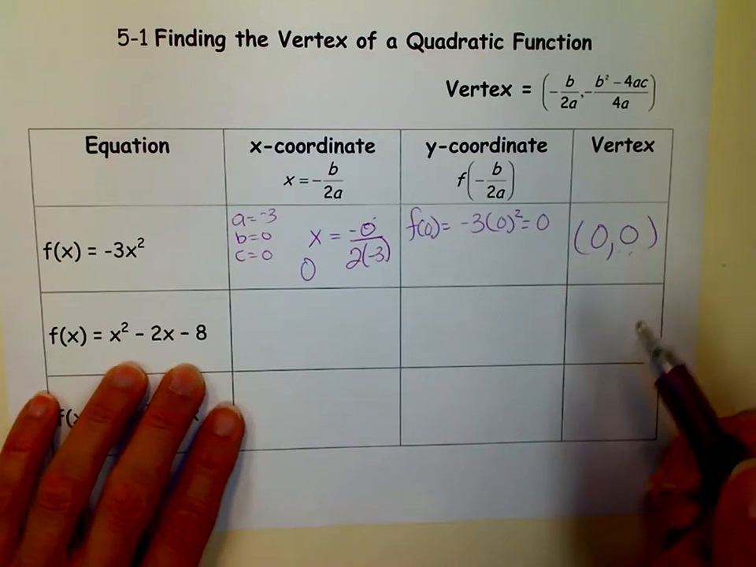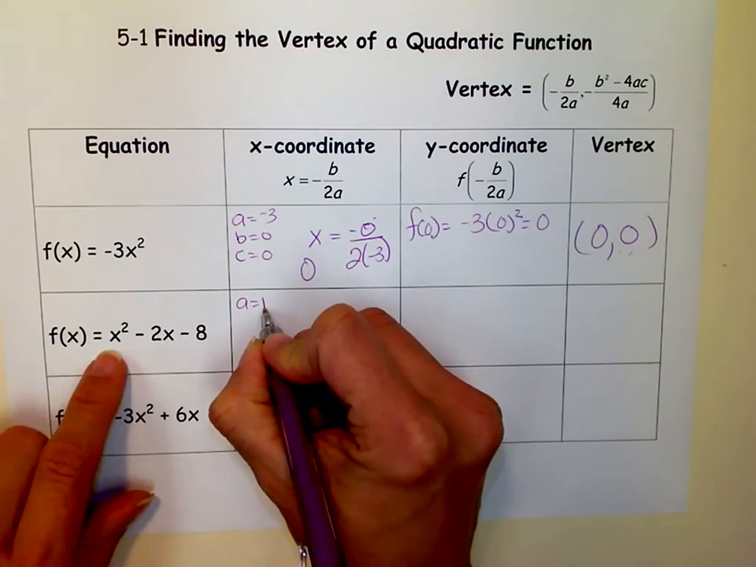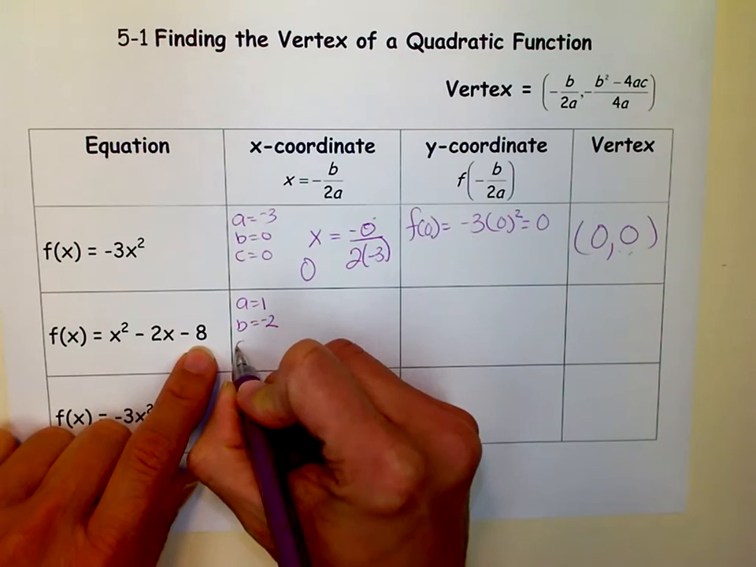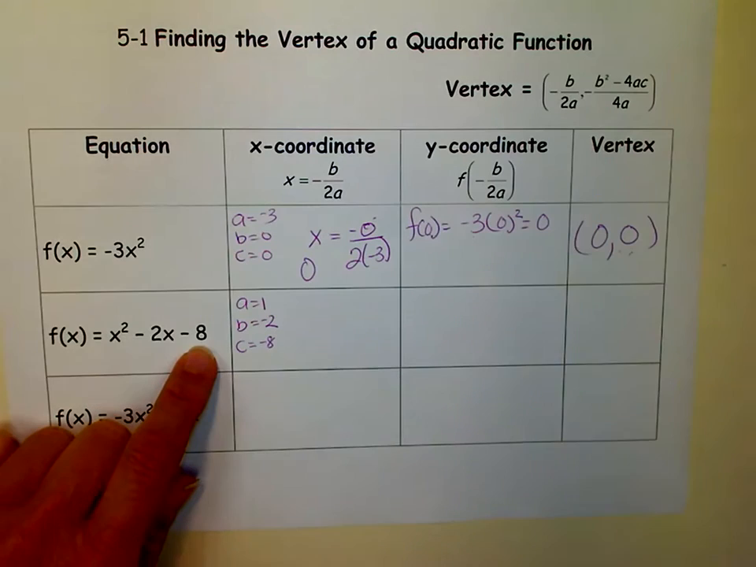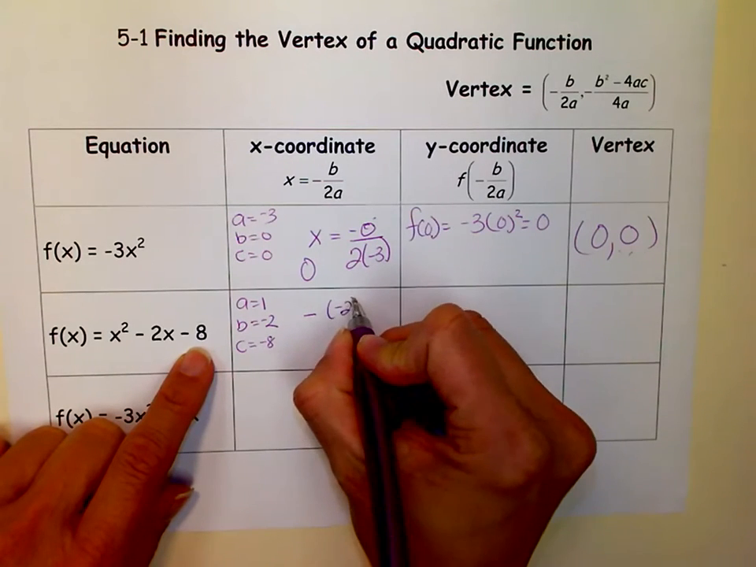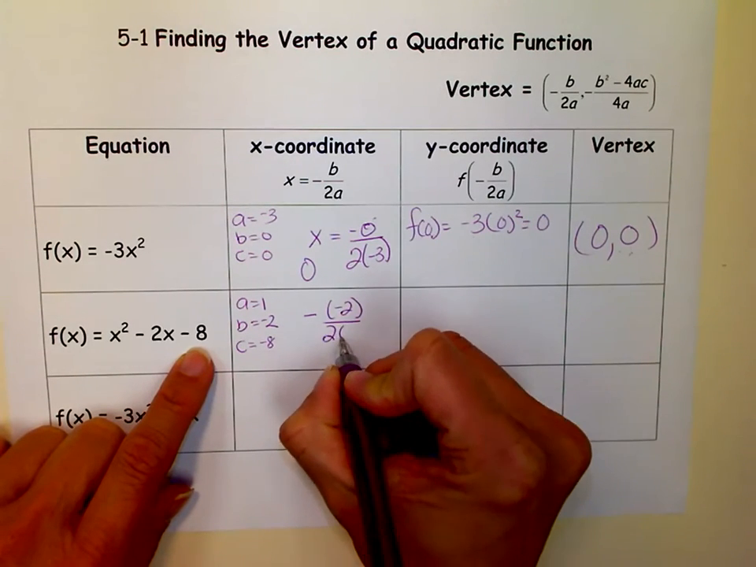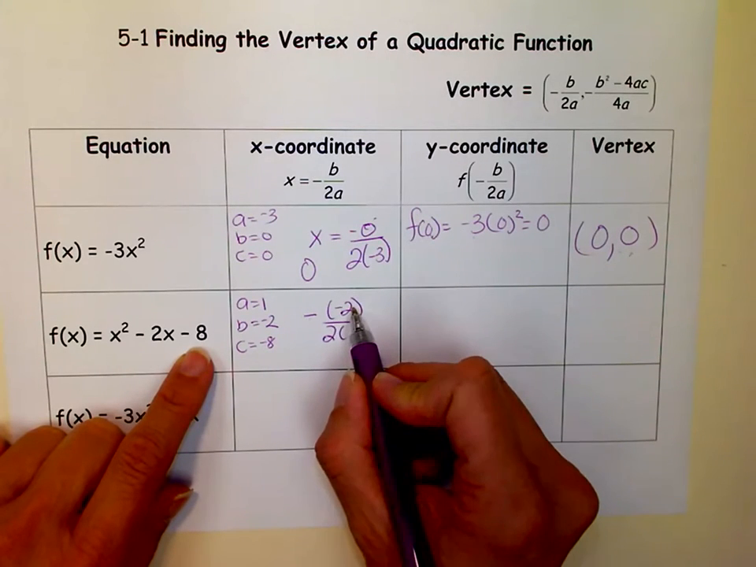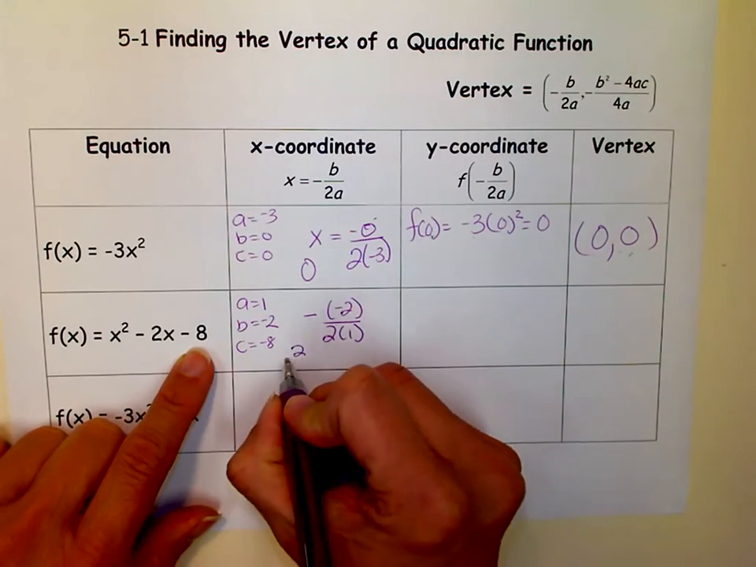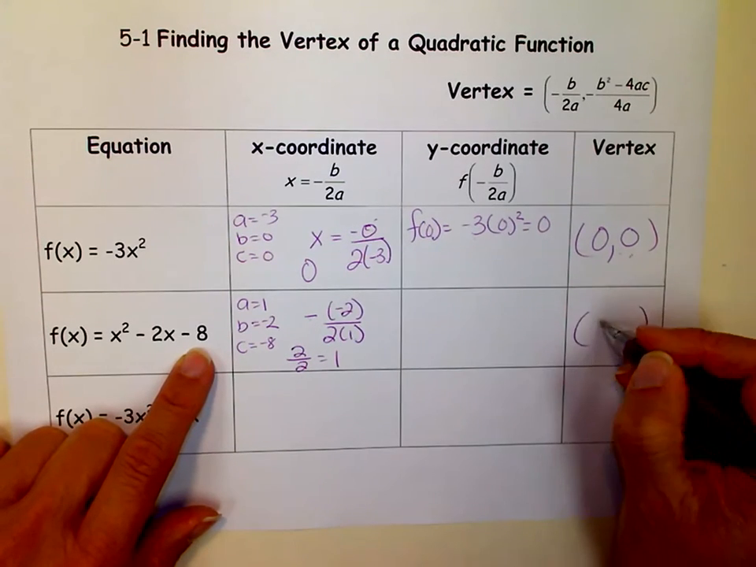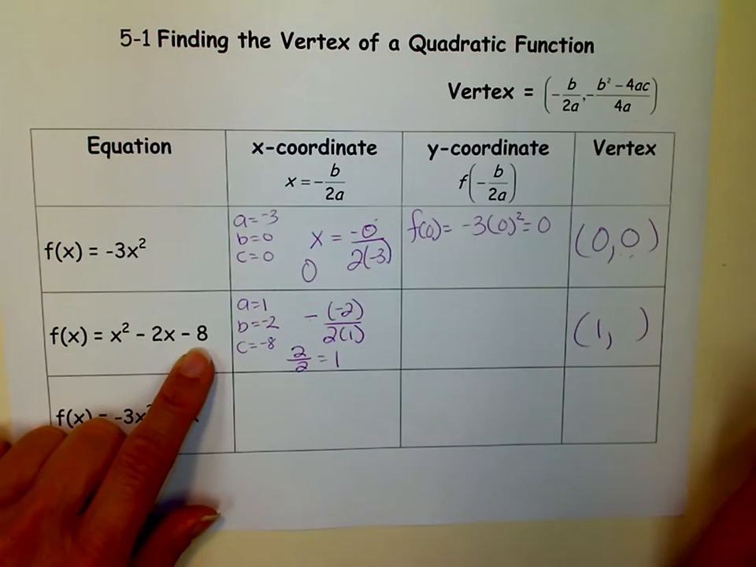Let's try this one. So a is 1, because that's the number in front of the x squared. b is negative 2, and c is negative 8, just so you know what a, b, and c are. To find the x-coordinate, I say the opposite of b over 2 times a. Well, the opposite of negative 2 is 2, and 2 times 1 on the bottom is 2. And 2 divided by 2 is 1.